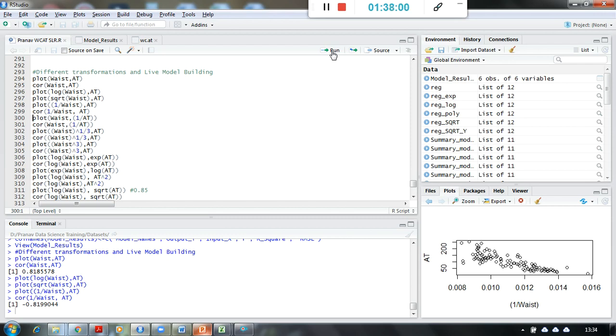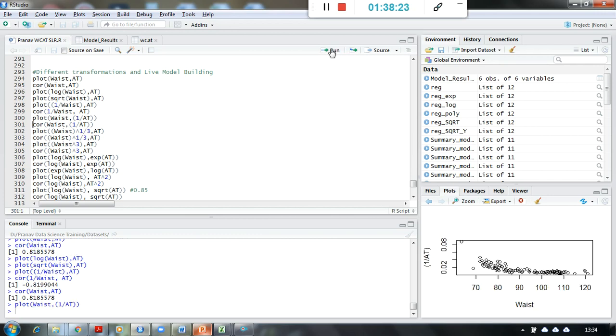That is why it is a negative direction, but it is still not better than what I got in my original correlation value, that is this one, okay. So this one was better than this, right? Okay, so let me check with waist comma 1 by AHT, this plot is giving another representation over here. So let us check the correlation. Oh, it has reduced, okay. Correlation value will be between -1 and +1, okay. As long as it is towards -1 or towards +1, it is better.